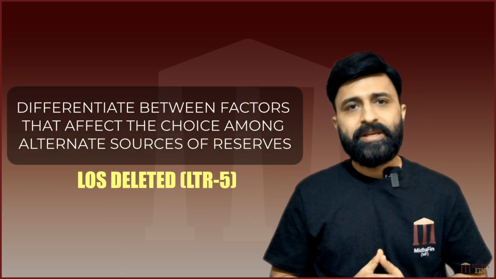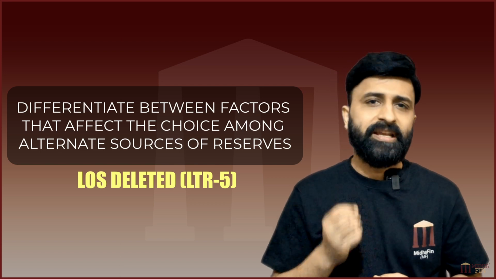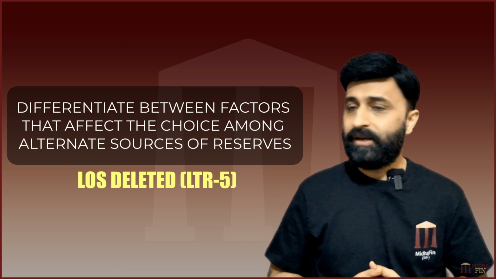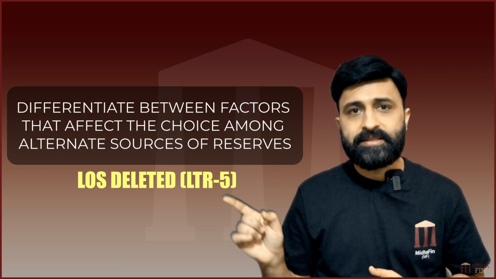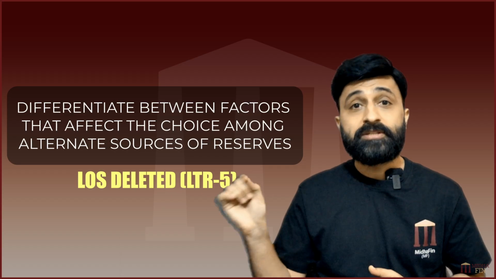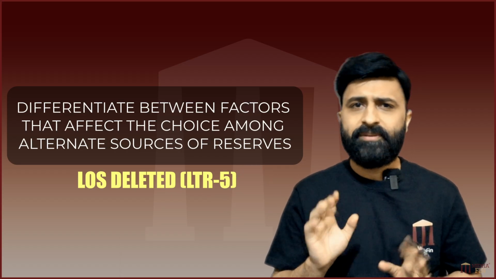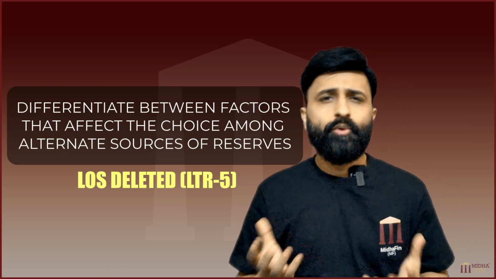Now, in addition to these two reading level changes, there is also one learning objective deletion in LTR 5. This learning objective is removed: to differentiate between factors that affect the choice among alternative sources of reserves. All the other learning objectives in LTR 5 remain unchanged. So liquidity and treasury risk is not at all overhauled, it is just sharpened a little, with a clearer focus on core liquidity and funding concepts.